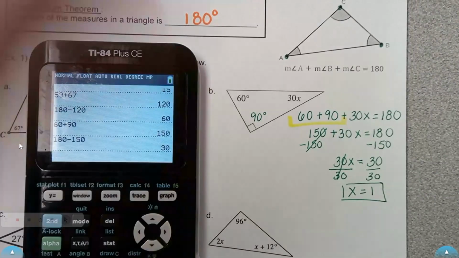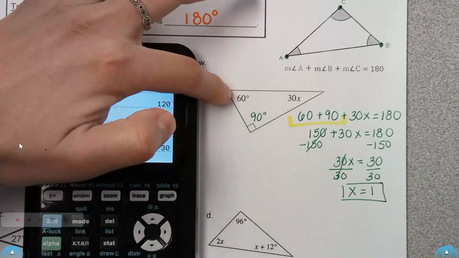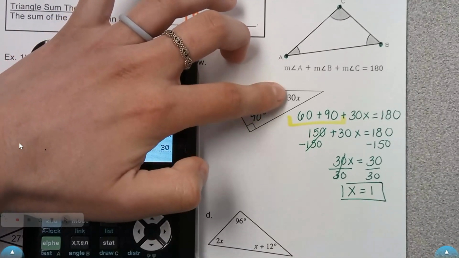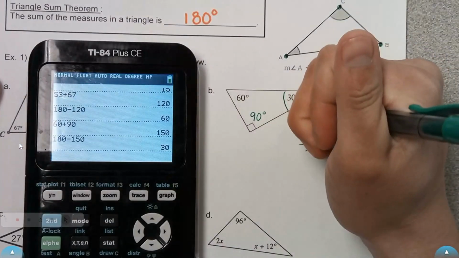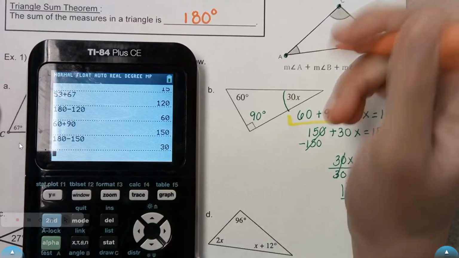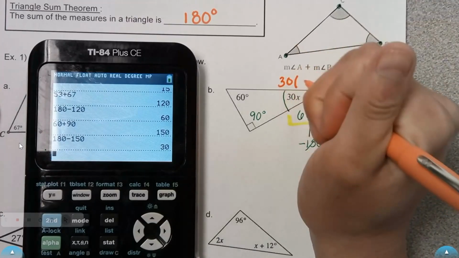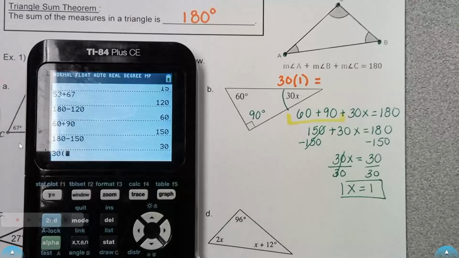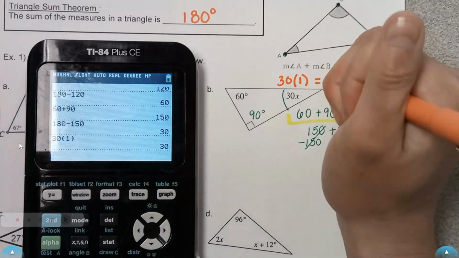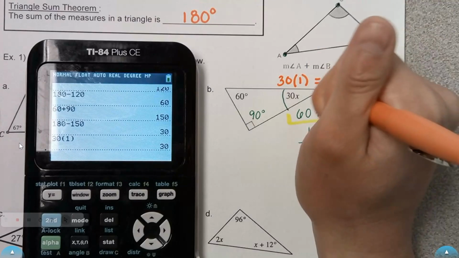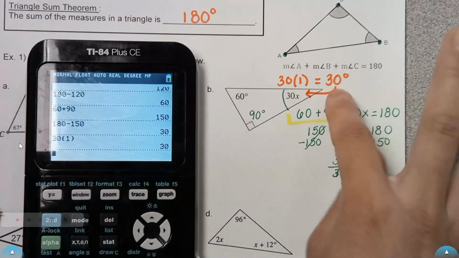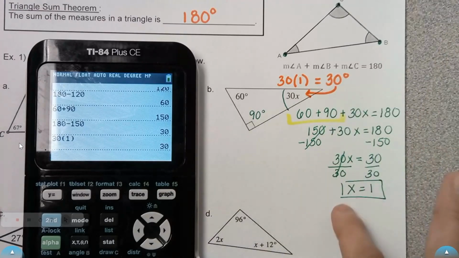It wants me to find all of the missing angles. So I know that this angle is 60 and I know this one is 90. What I want to do is plug that x back in and figure out what this angle at the top is, right? Because I'm solving for this angle. So what I can do is 30 times 1, because I got x is 1, and 30 times 1 is 30. So this angle right here is 30 degrees. That's my missing angle. So if you do have to solve for x, just make sure you go back and you plug it in so that you figure out what the angle is.